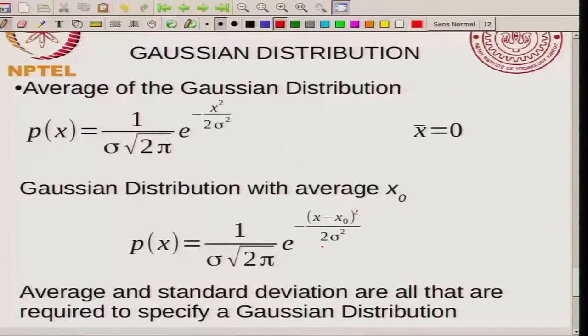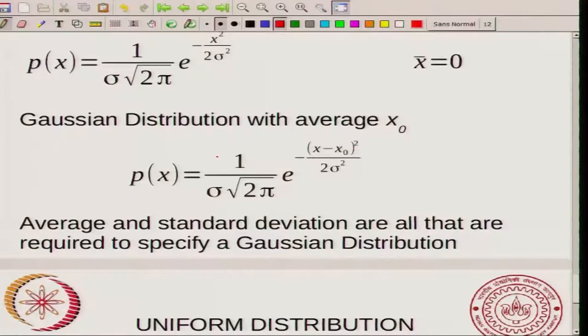So for the Gaussian distribution, you need only two things. If you know x0 and you know sigma, you can write p(x). So to specify a Gaussian distribution, you just need the average and the standard deviation. So the point is that whenever you describe something in terms of averages and standard deviations, you are inherently assuming some sort of Gaussian distribution is there. You are assuming that your data is distributed like a Gaussian distribution.